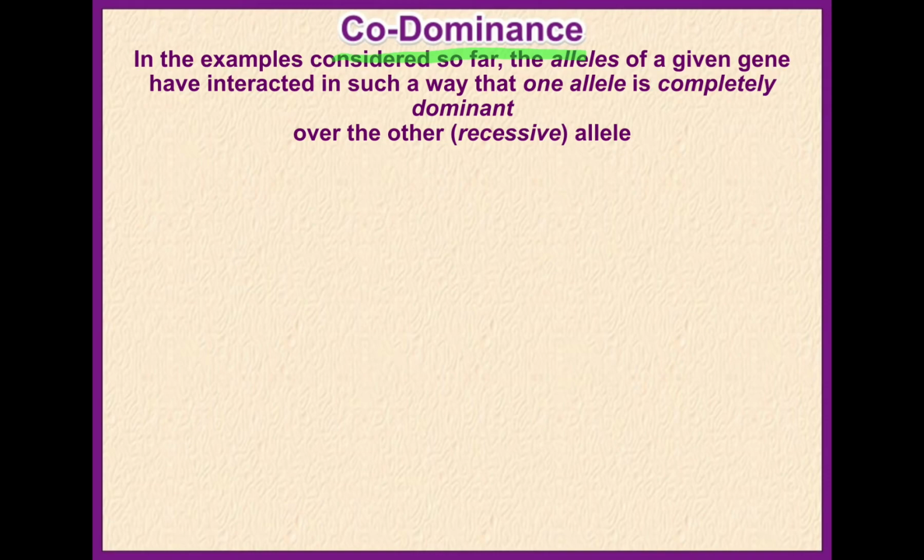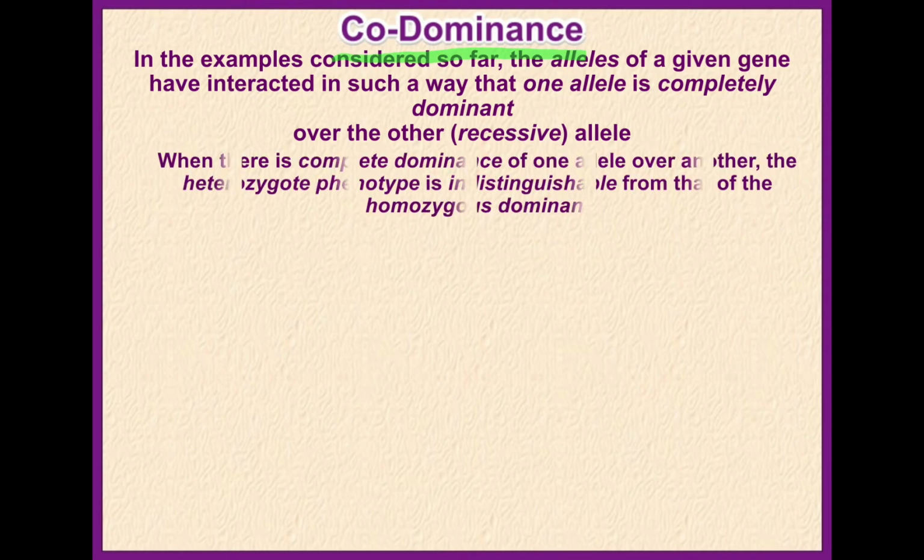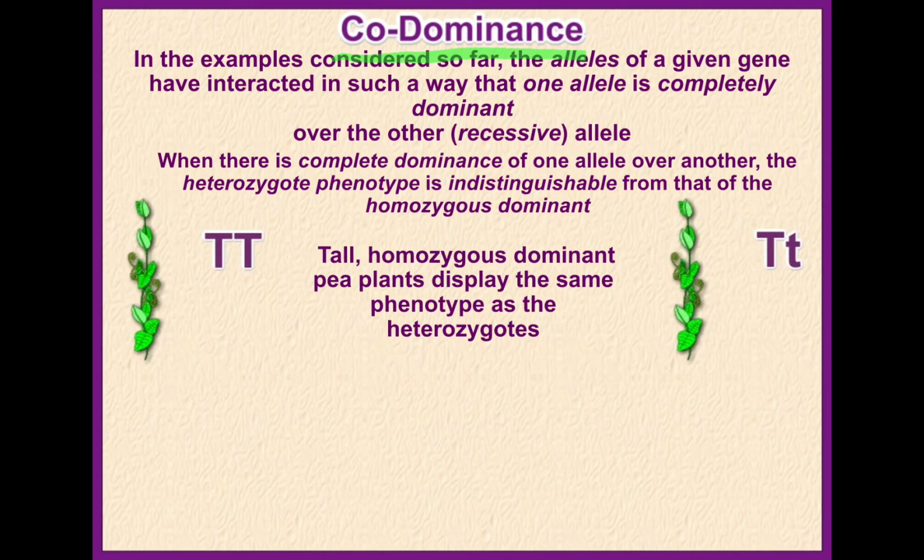In all the examples we've looked at so far, the genes have interacted in such a way that one is completely dominant to the other, the other being the recessive allele. When there's complete dominance of one allele over the other, the heterozygous phenotype is indistinguishable. In other words, it looks exactly the same as the homozygous dominant plant. That's what we've seen so far, and that's what you would have seen in fifth year biology. When codominance occurs, there is a difference between the heterozygous phenotype and the homozygous dominant phenotype.